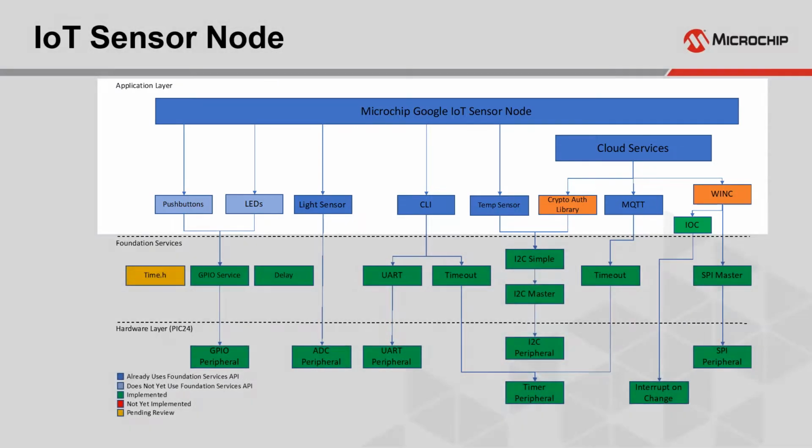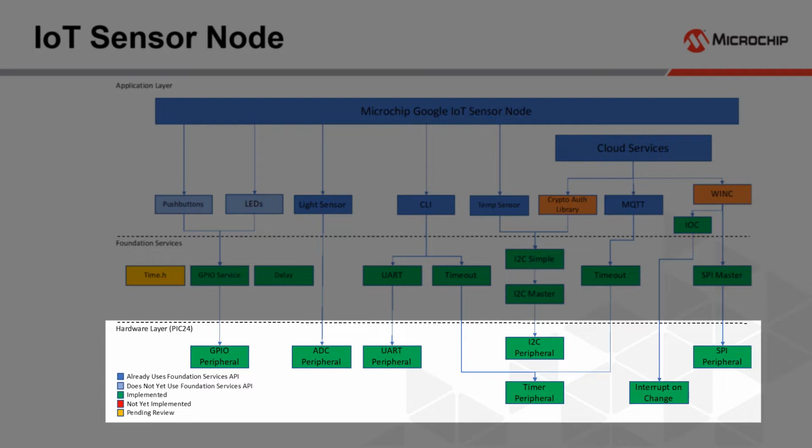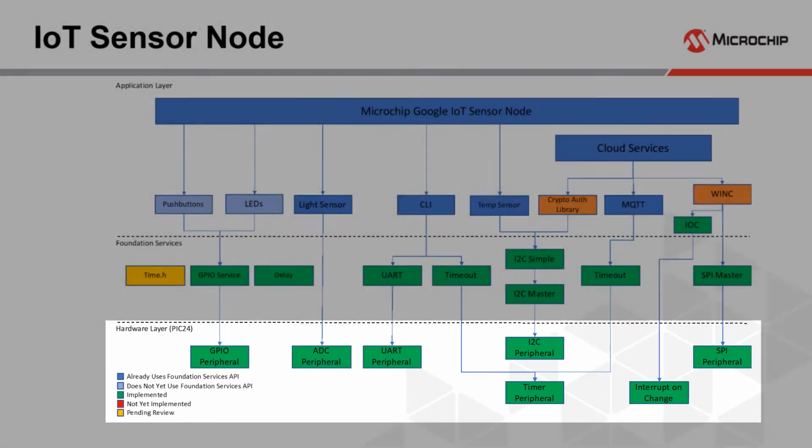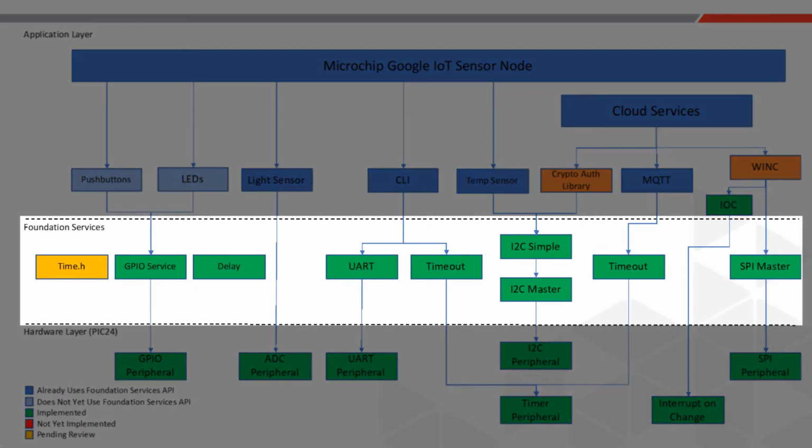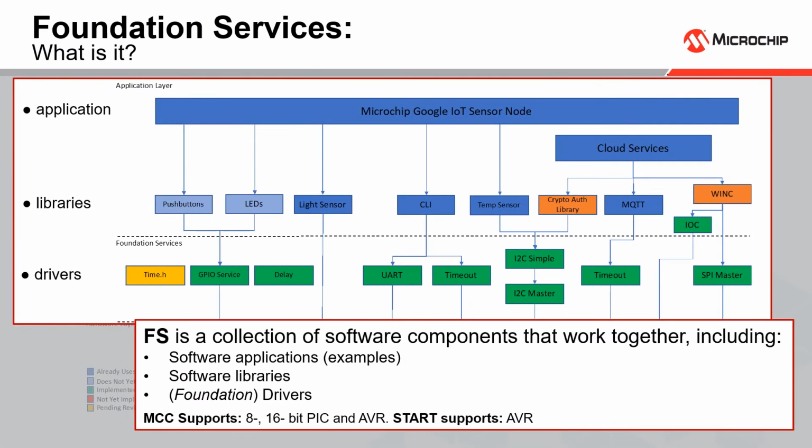So at the top here we have independent software libraries which are used together to build an application framework. At the bottom we have hardware peripherals on a specific microcontroller. In the middle, Foundation Services or Foundation drivers provide an interface for the software libraries to run on any of the supported microcontrollers in MCC, the 8 and 16-bit PICs as well as AVR, and also there's a version which supports AVR in Atmel Start.